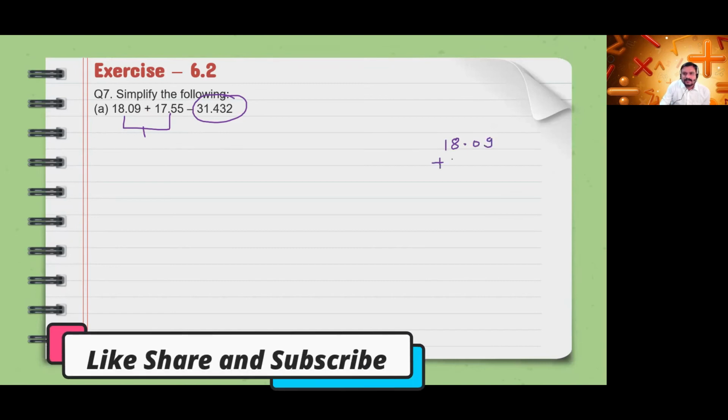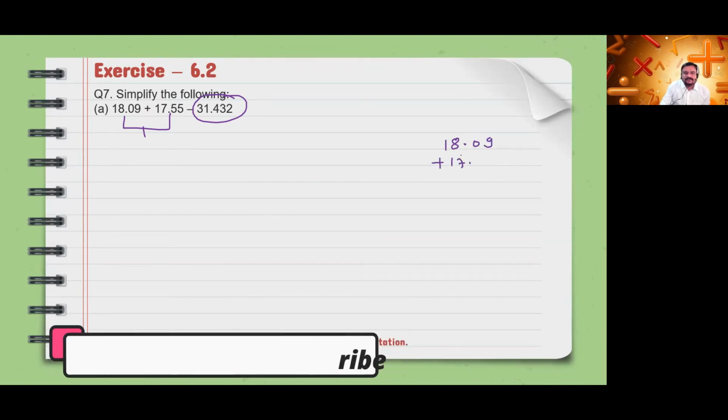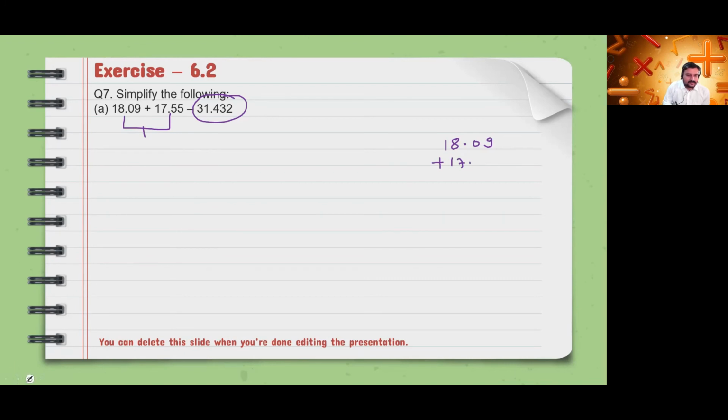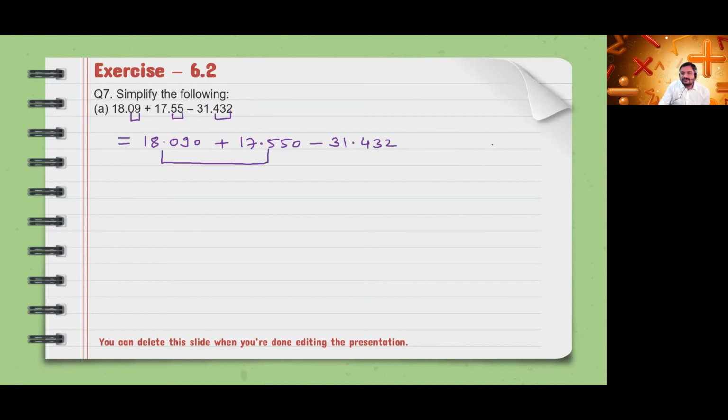18.09 plus 17. Okay, here first we will have to convert everything into like decimals, because see here two digits are there, here two digits are there, and here three digits are there. So first we will convert them into like decimals. So 18.090 it will come, plus 17.550 it will come, minus 31.432. Okay, first convert them into like decimals, then perform the addition of these two values.